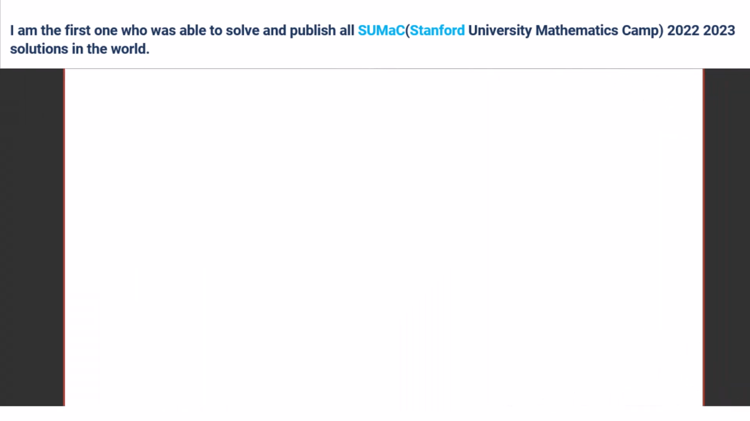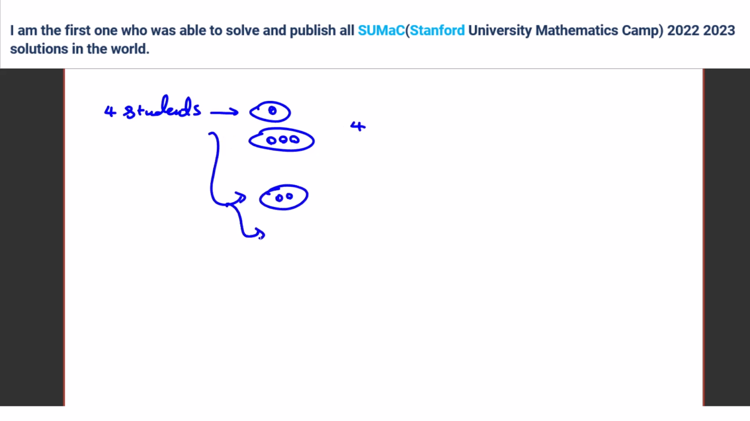Suppose we have 4 students, and you want to split them into 2 groups, one group with 1 member and one group with 3 members. How many ways are there? 4. Exactly, 4. If you want to split them into 2 groups, each with 2 members, then it will be what?